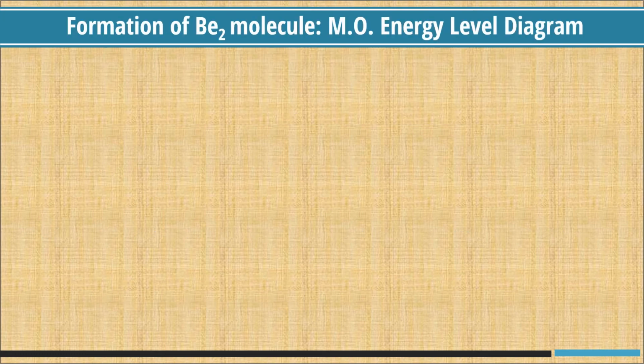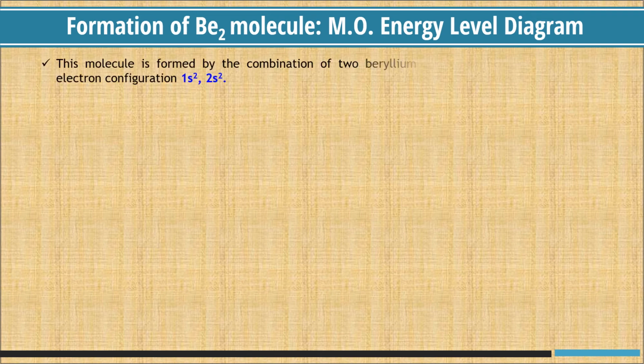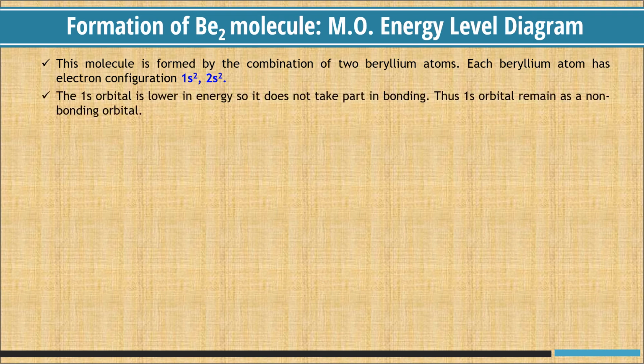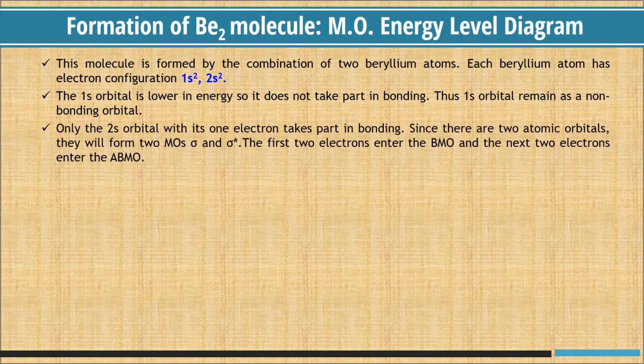Let us consider the formation of the Be2 molecule and its molecular orbital energy level diagram. This molecule is formed by the combination of two beryllium atoms. Each beryllium atom has electronic configuration 1s2, 2s2. The 1s orbital is a lower energy orbital, therefore it does not take part in the bonding. Only the 2s orbitals take part in the bonding, and they will give rise to the two molecular orbitals sigma 2s and sigma star 2s.